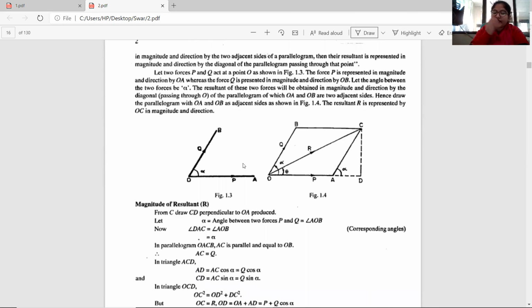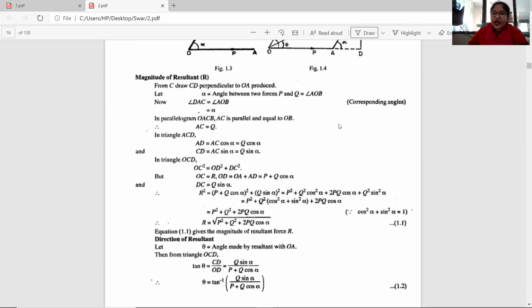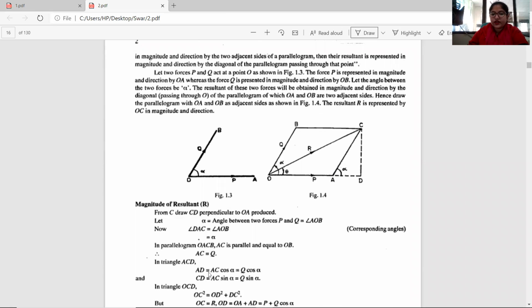By the cos alpha formula, cos alpha equals AD divided by AC, so AD will be AC multiplied by cos alpha. And what is sin alpha? CD divided by AC. So CD will be AC multiplied by sin alpha, and the value of AC is Q, as we already defined here.